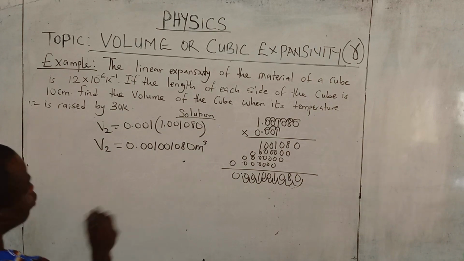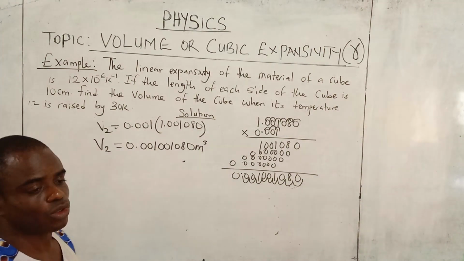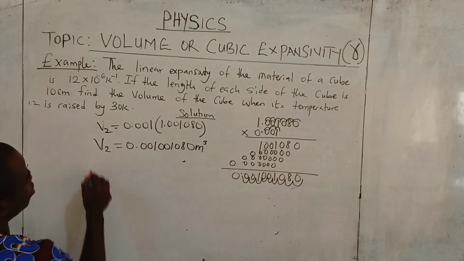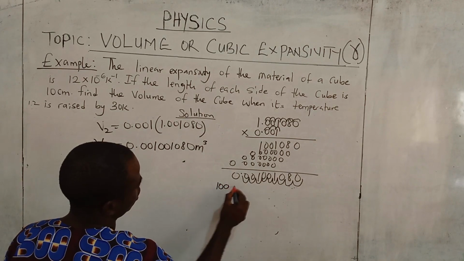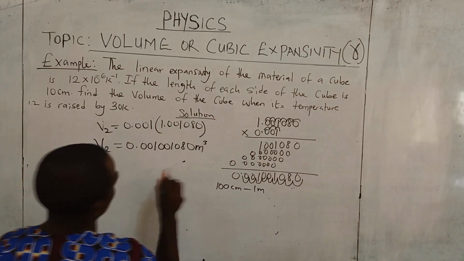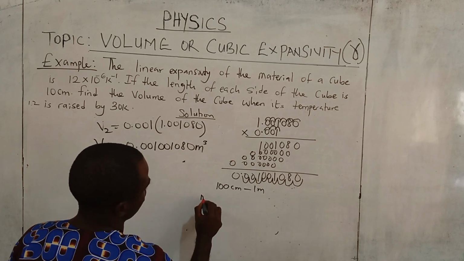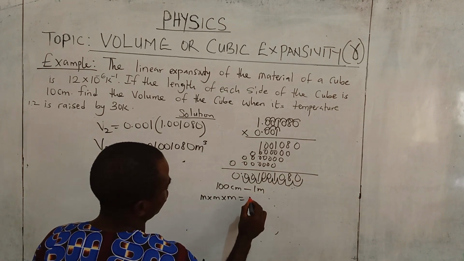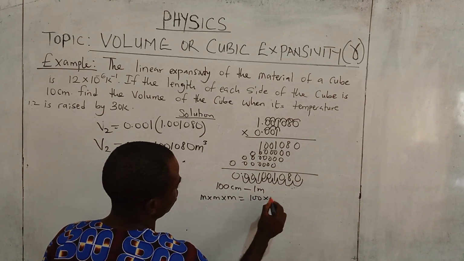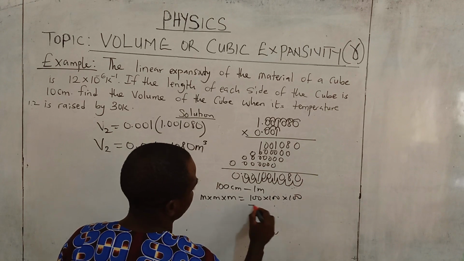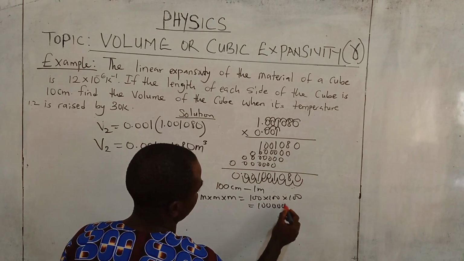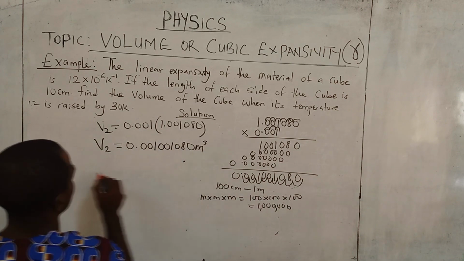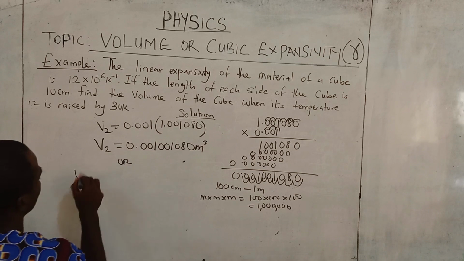Now, in case you are doing it in the objective, you want to convert it to centimeter cube. You know, 100 centimeters make 1 meter. Now we are looking for meter cube, that's meter times meter times meter. That means it's going to give us 100 times 100 times 100, that's 1 million.